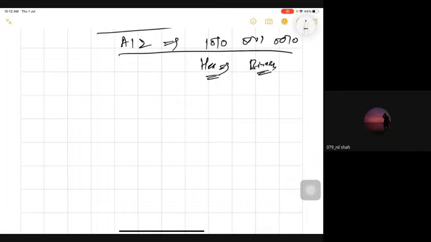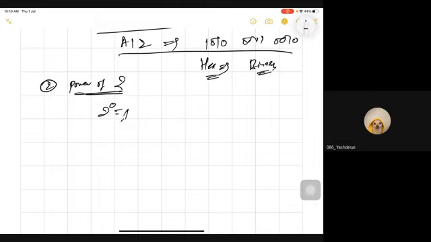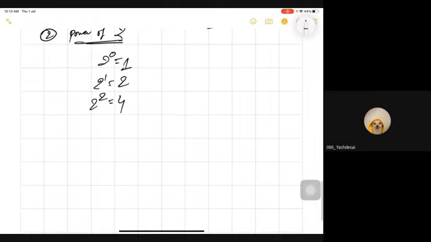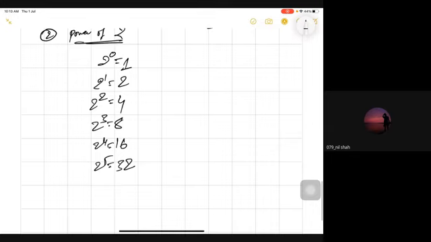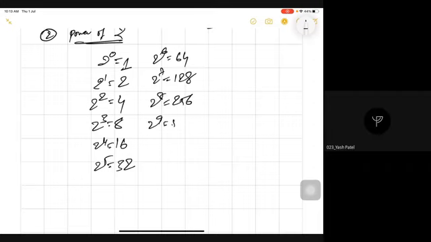Okay. The second thing that we are going to learn is powers of 2. So now concentrate again. 2 raised to 0 is equal to 1. 2 raised to 1 is 2. 2 raised to 2 is 4. 2 raised to 3 is 8. 2 raised to 4 is 16. 2 raised to 5 is 32. 2 raised to 6 is 64. 2 raised to 7 is 128. 2 raised to 8 is 256. 2 raised to 9 is 512.